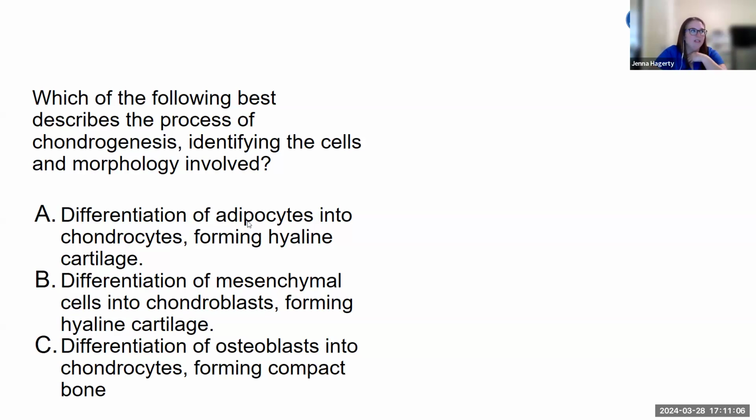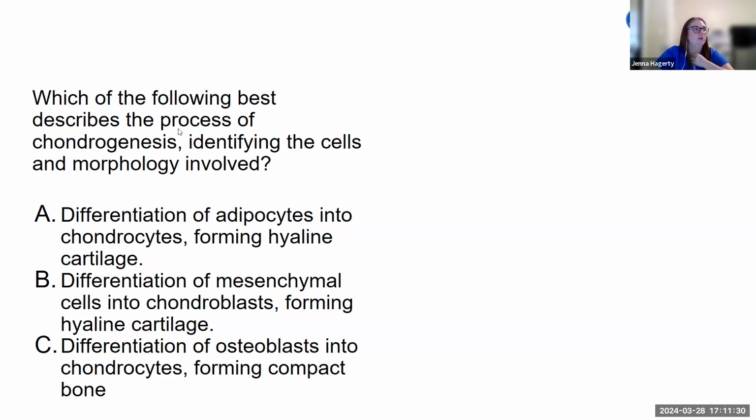So adipocytes. So we just talked about that. So this is going to be adipose tissue. Fat, we want to think fat tissue. And then we have chondrocytes and osteoblasts. So chondrocytes, chondro, we want to think about cartilage. And osteoblasts, we want to think osteo, we want to think bone.